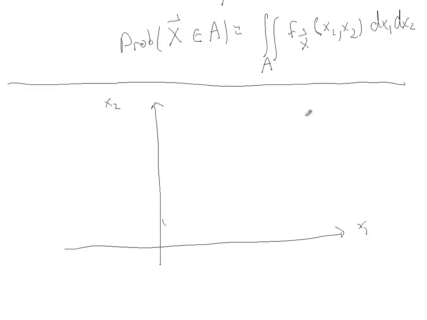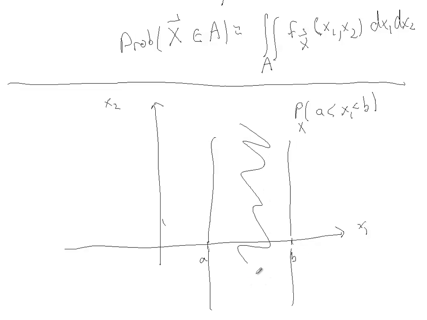Now suppose I want the probability that x1 is between A and B. Suppose I want that probability for this random variable x. I'm not interested in x2, I only want x1. Well, remember, to find probabilities, you have to integrate over an area. So I want x1 from A to B, and x2 can be anything, right? So in fact, I want to integrate over this strip. Okay, so that's what I'm going to integrate over.